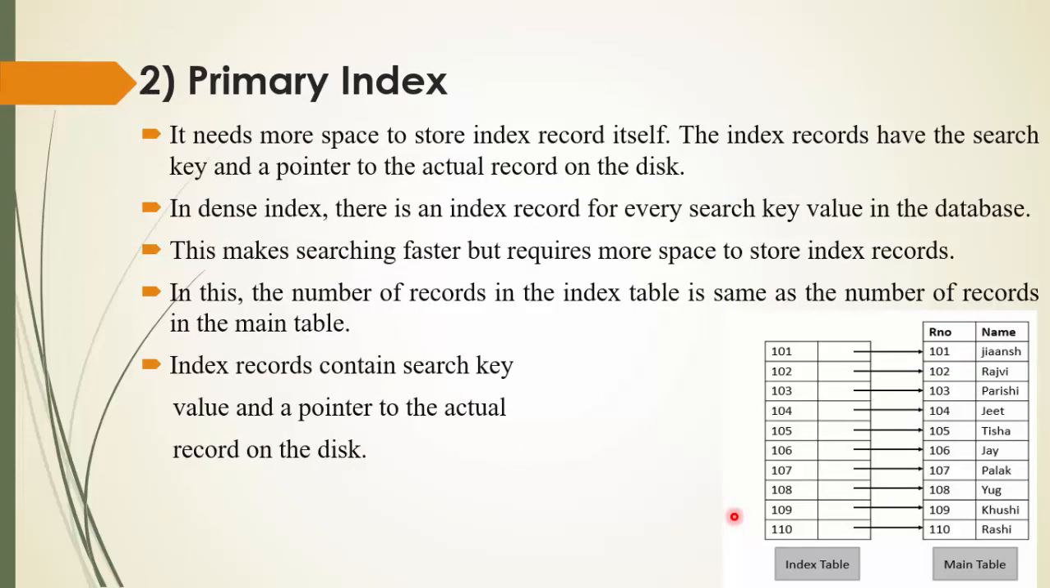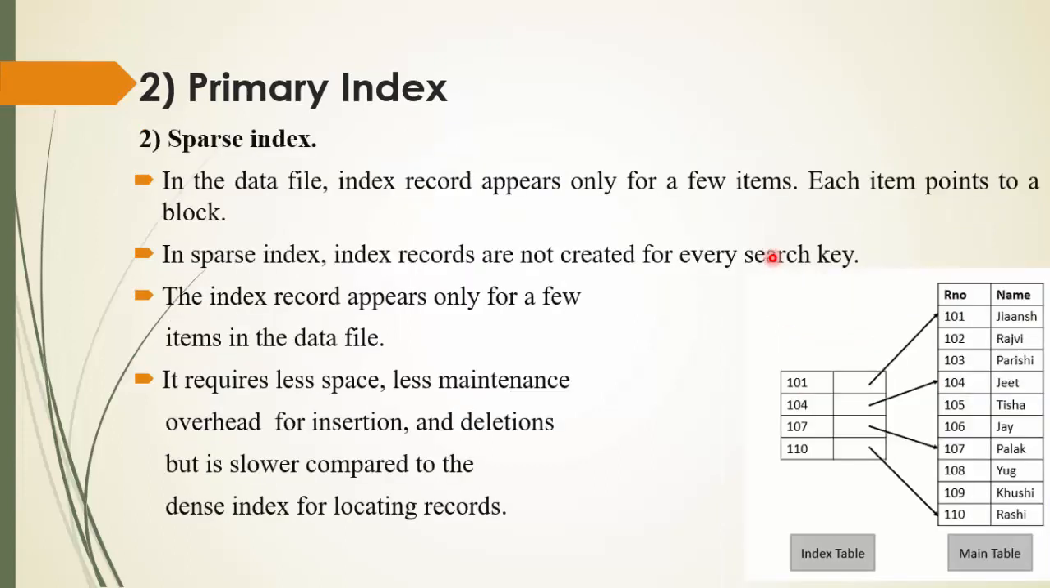Okay, so in dense index, every search key has an index. So searching is very fast, but more space is required. In sparse index we have less memory or less space, but the performance is also slower as every search key does not contain an index. So it is slower compared to the dense index for locating a record.